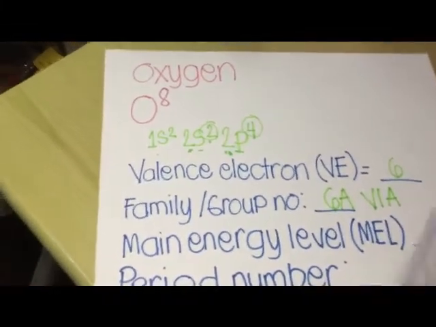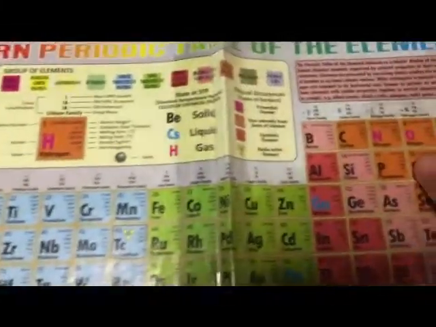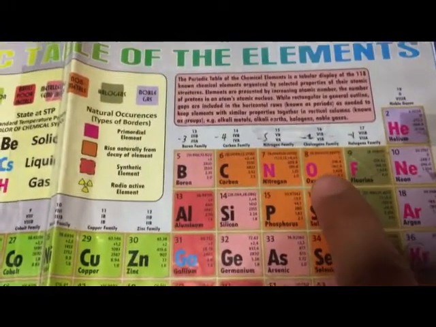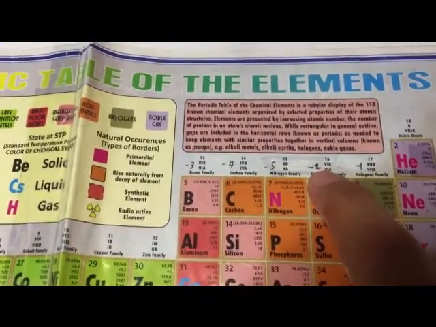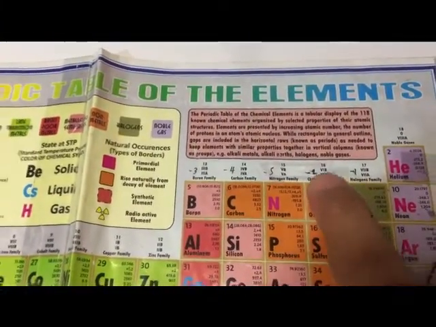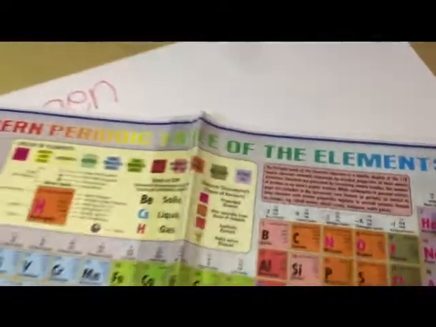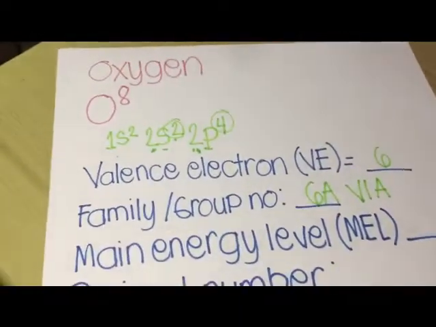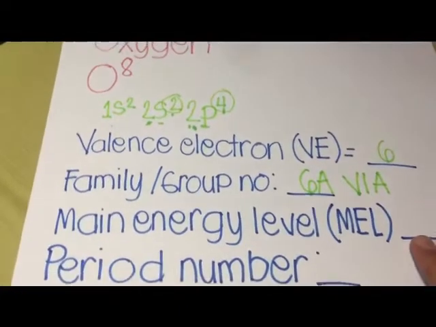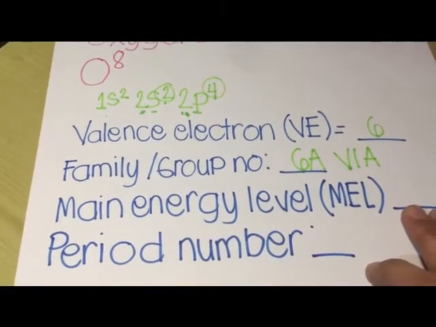So, let's check in our periodic table. Oxygen, what group is it in? There, 6A. So, that is the group of oxygen. Again, whatever the valence electron of an element is, that is also its family and group number.